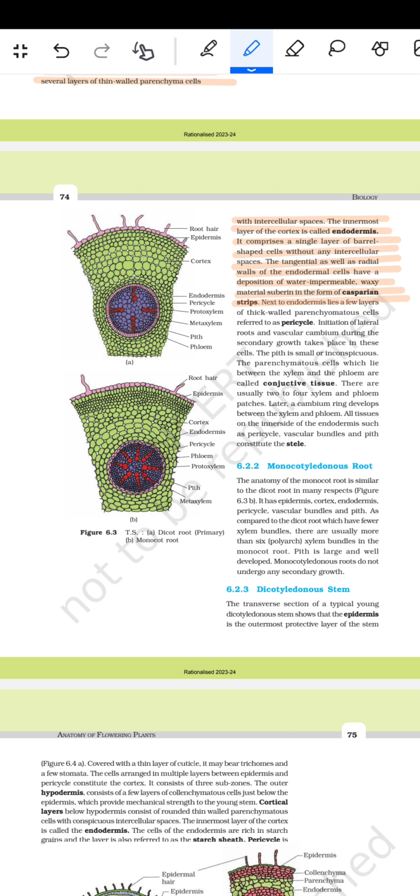Next to the endodermis lie a few layers of thick-walled parenchyma cells referred to as the pericycle. Initiation of the lateral roots and the vascular cambium during secondary growth take place in these cells. The pith is small or inconspicuous. The parenchymatous cells which lie between the xylem and the phloem are called the conjunctive tissue. There are usually 2 to 4 xylem and phloem patches. Later a cambium ring develops between the xylem and the phloem. All tissue on the inner side of the endodermis, such as pericycle, vascular bundles and the pith, constitute the stele.